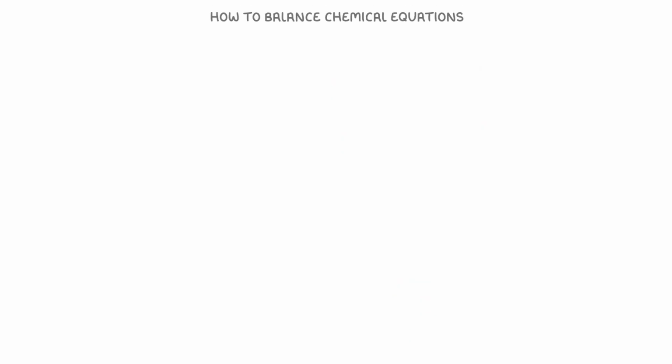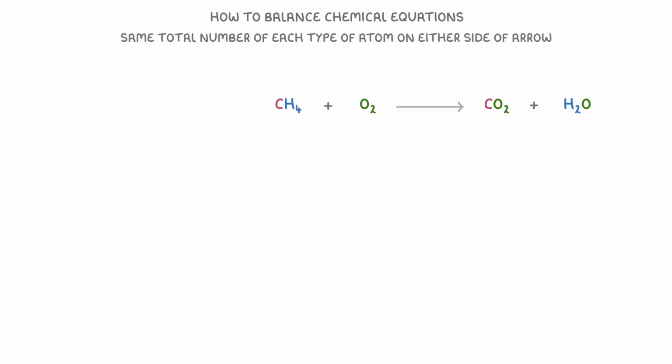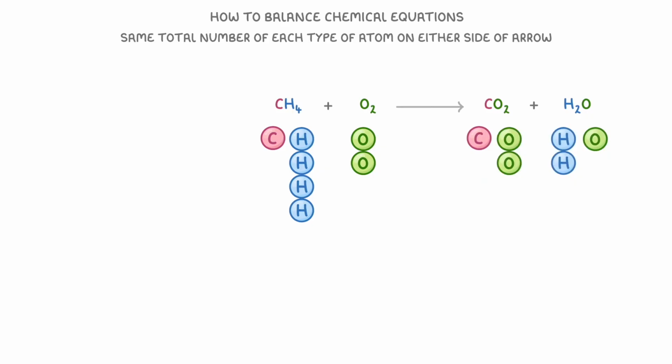Next, let's take a look at how to balance chemical equations. If we take our equation again, it's not yet quite right because we haven't balanced it. In order to be balanced, our chemical equations need to have the same number of each type of atom on either side of the arrow. So for our example, we can see that on the left of the arrow, there's 1 carbon, 4 hydrogens, and 2 oxygens. But then on the right, there's 1 carbon, 2 hydrogens, and 3 oxygens. This means our equation's not balanced.